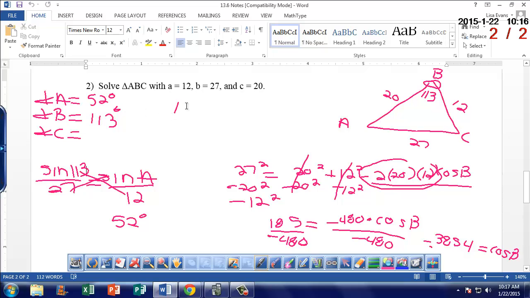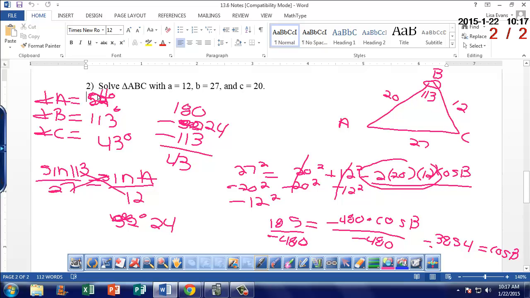We're just going to go ahead and subtract these two from 180, and we get the missing, oh, I'm sorry, I messed up. We got A to be 24 degrees. I apologize. A is 24 degrees. I looked at the wrong problem. And then we go ahead and we get angle C to be 43 degrees. So again, I'm sorry, this is 24 degrees.